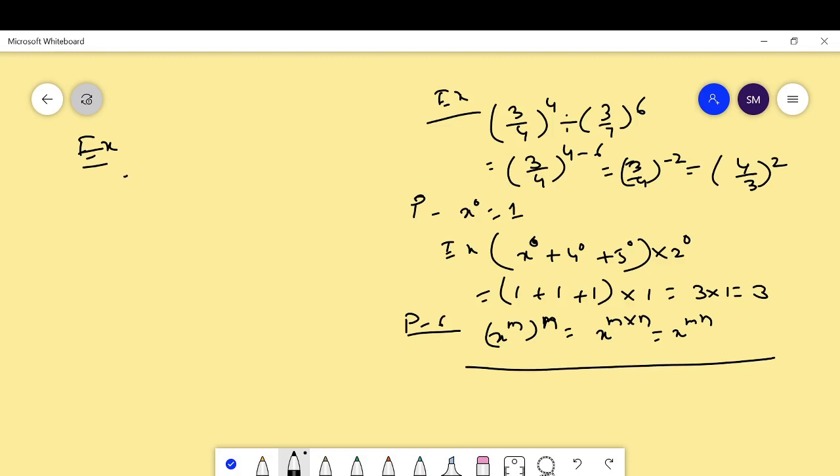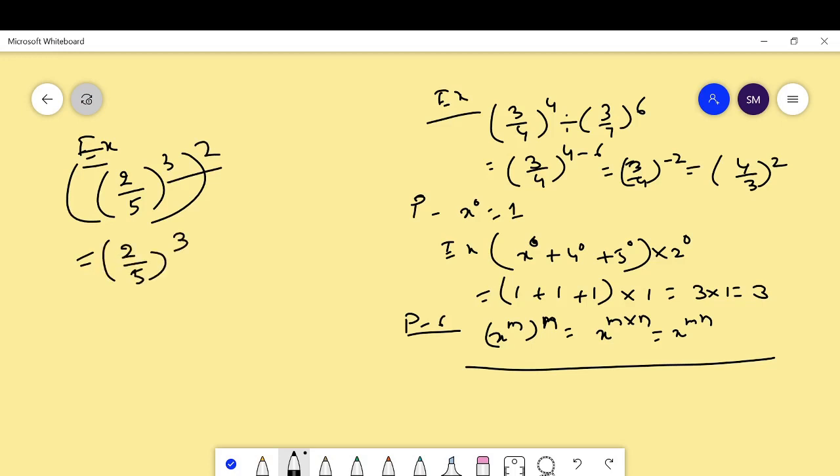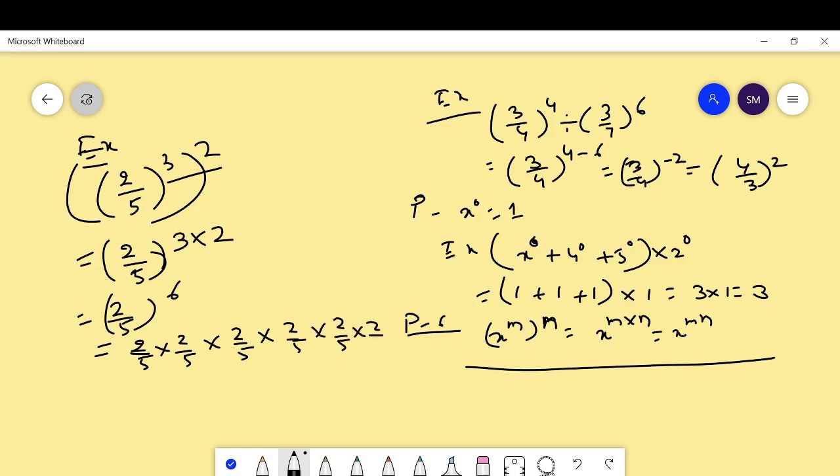Then look at here. Suppose given (2 upon 5 to the power 3) whole to the power 2. In this case I have already told you, exponents get multiplied. Then this is 2 upon 5 to the power 3 into 2. This is 2 upon 5 to the power 6. 2 upon 5 to the power 6 means 2 upon 5 into 2 upon 5, six times. Multiply and get the answer.